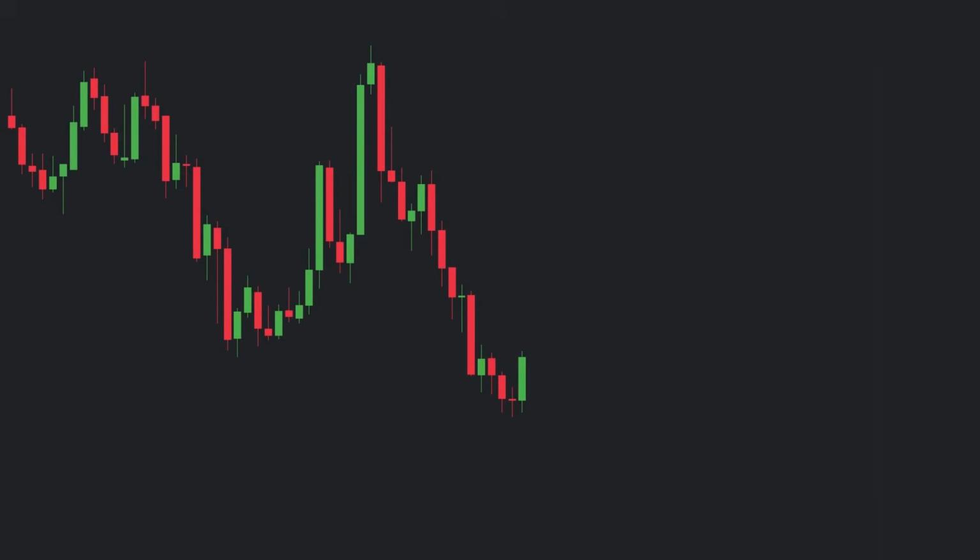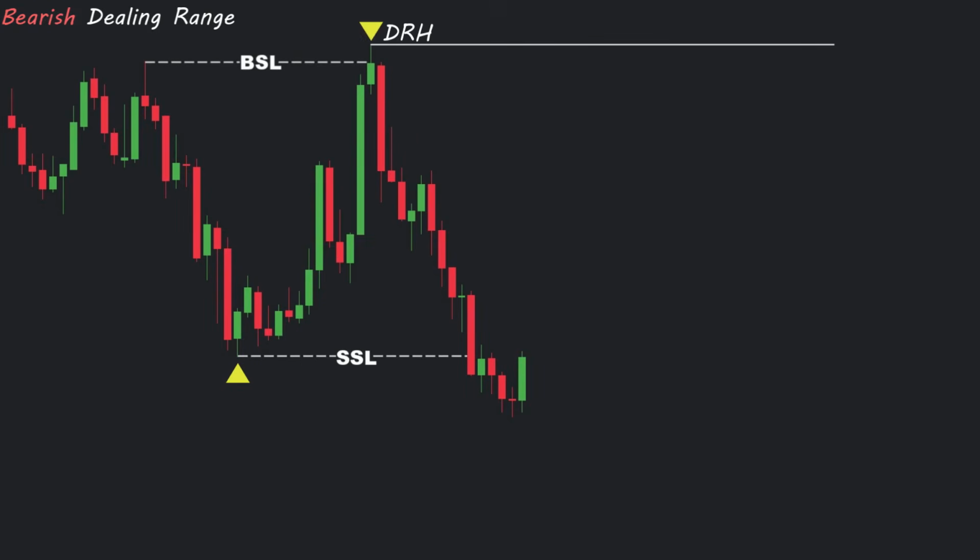So let's take a look at this chart. First, the market formed a swing high and a swing low. After that, price moved in a way where it first grabbed the buy-side liquidity, basically taking out the swing high, and then it swept the sell-side liquidity, which was the swing low. That move set up a bearish dealing range. Inside this range, we treat the swing high as the dealing range high and the swing low as the dealing range low. These levels act as external liquidity.